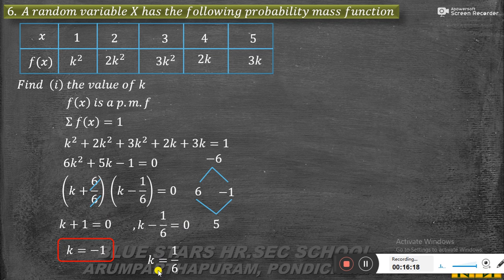But we take the k value only positive, so here we found negative and positive values, and we consider only the positive value, k equal to 1 by 6. So I substitute k equal to 1 by 6 in the f of x probability mass function. So the first subdivision is find k, so we find out the k value and that value I substitute in the tables.